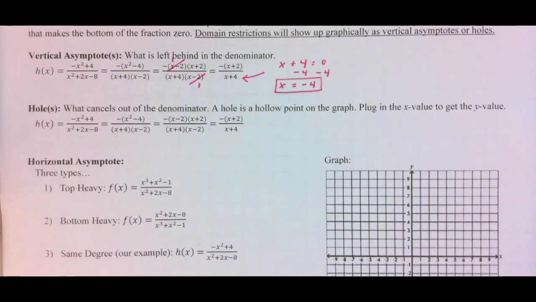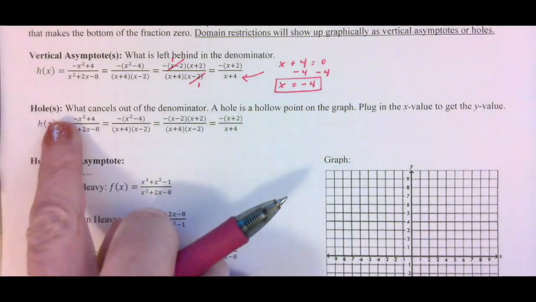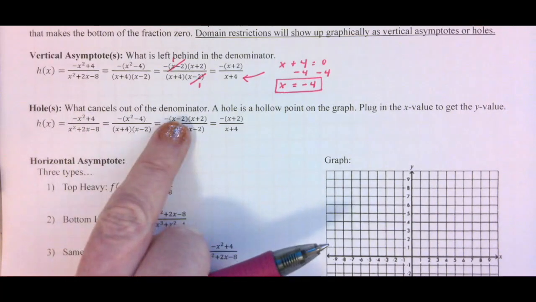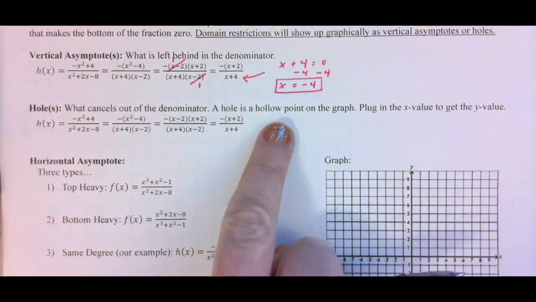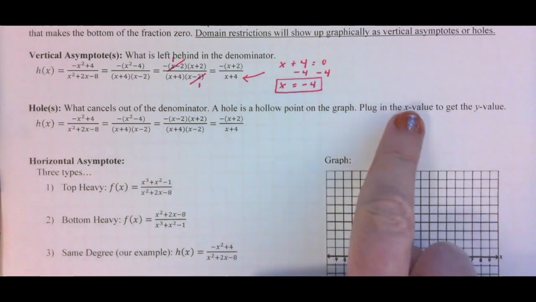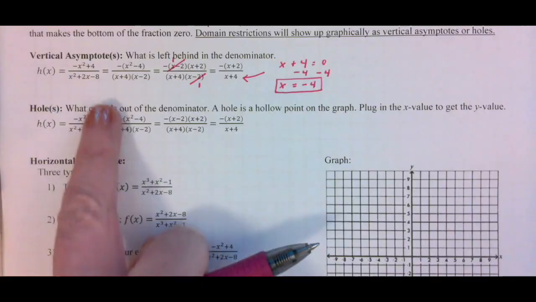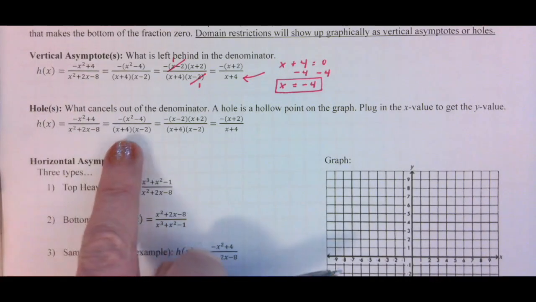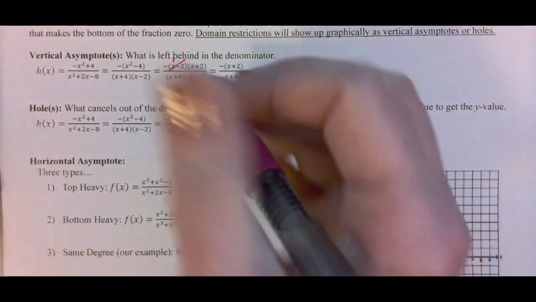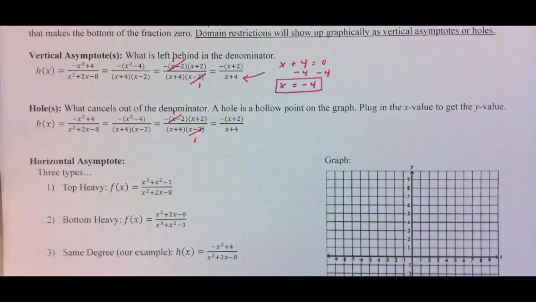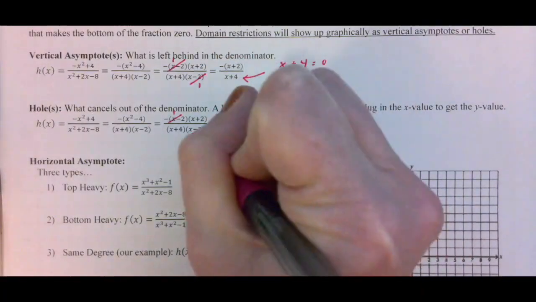Okay, next, a hole. So a hole or holes, plural, you could have more than one. It's what cancels out of the denominator. It's a hollow point on the graph. And to find its specific location, we plug in the x to get the y. It's going to be a hollow dot on your graph. So again, I'm showing you the same original function. I'm showing you it factored down just to save some time. And I see that it's the x minus 2's that cancel away. That's where my hole comes from, right here.